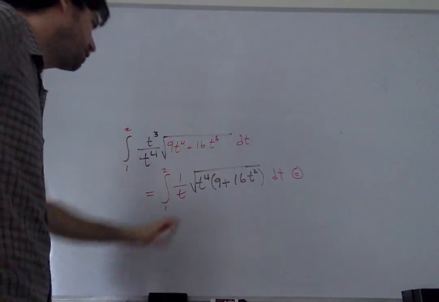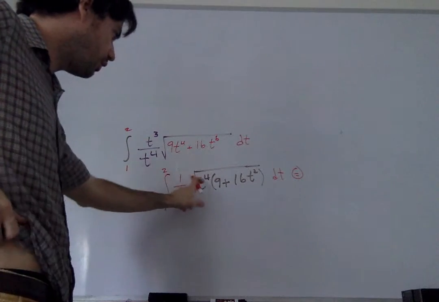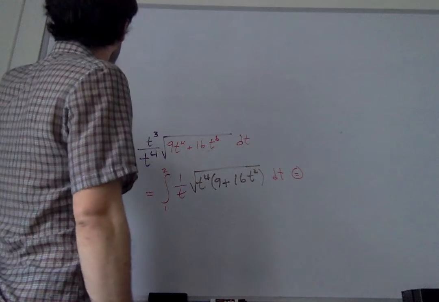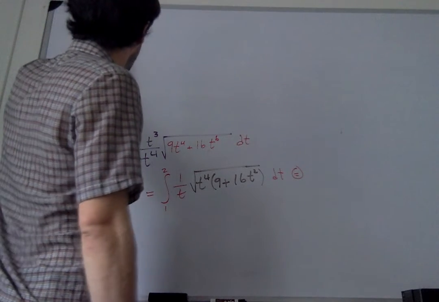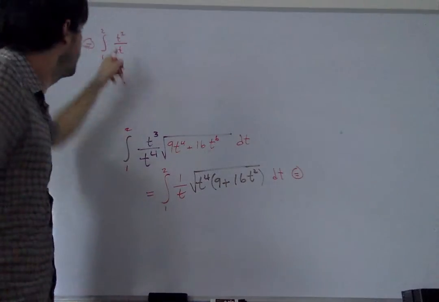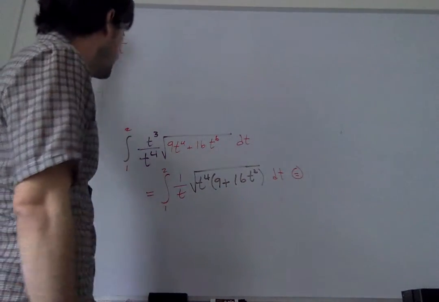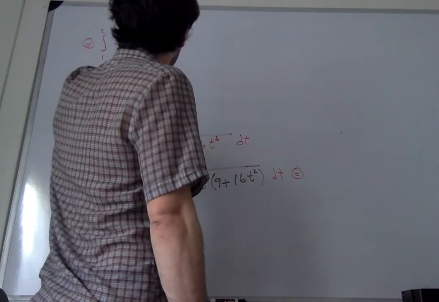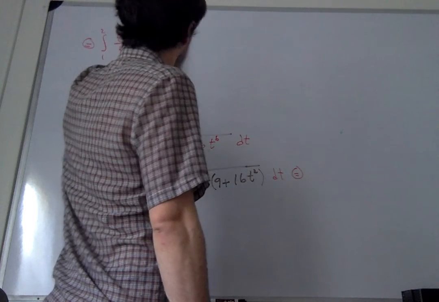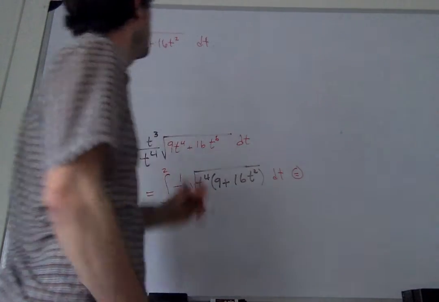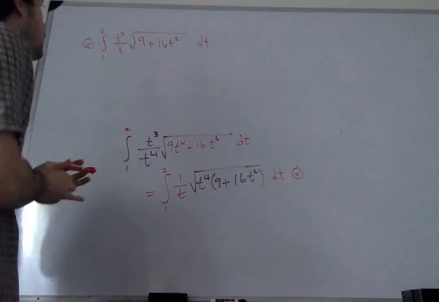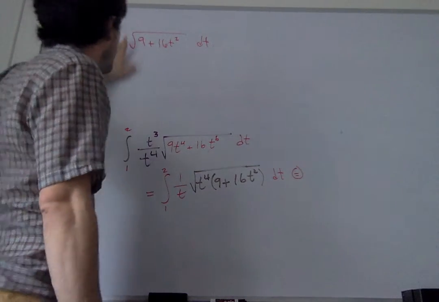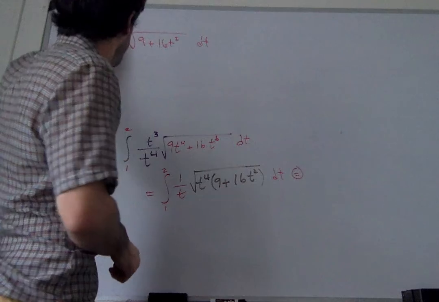Okay. So the square root of t to the fourth power is just t squared. So I'm going to rewrite this as the integral from 1 to 2 of t squared over t. So this t right here comes from that t. And this t squared is the square root of t to the fourth power. So I should be left over with the square root of 9 plus 16t squared dt. And obviously t squared over t is just t. So I'm going to erase that, and now I just have t.